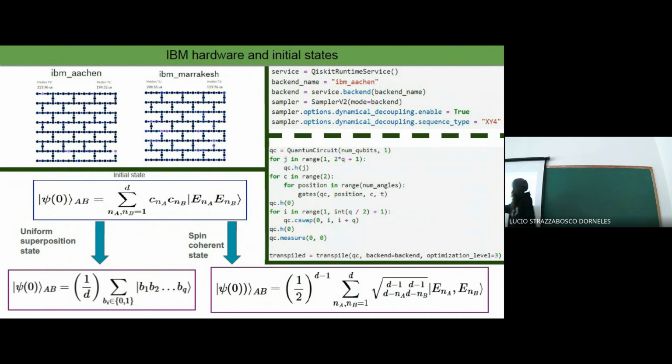You can see that both times are lower than for the Aachen chip. And this is the topology, where each of these circles is a qubit. You can see that the darker the color of the qubit, the better the quality. So you can see this chip is in general much worse than the other one.